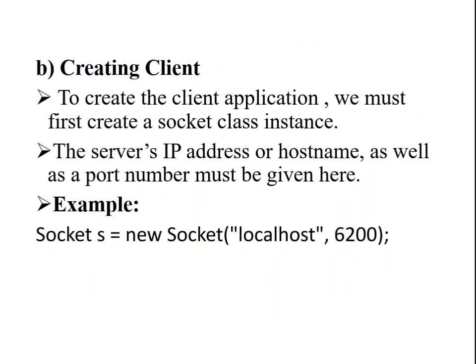Next is creating the client. To create the client application, we must first create a Socket class instance. The server IP address or a host name as well as a port number must be given here. We are using localhost because our server is on the same machine. For example, Socket s = new Socket("localhost", 6200), because the server is on the same machine. That's why we are using localhost.